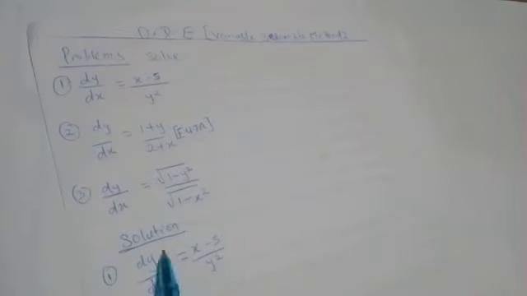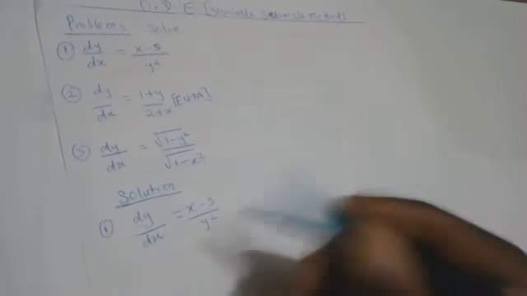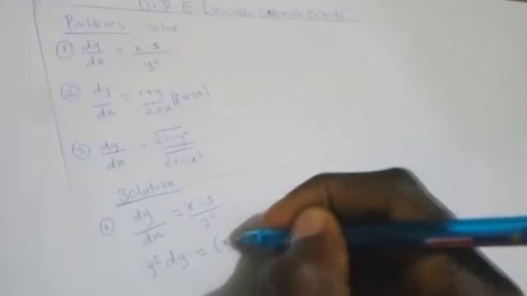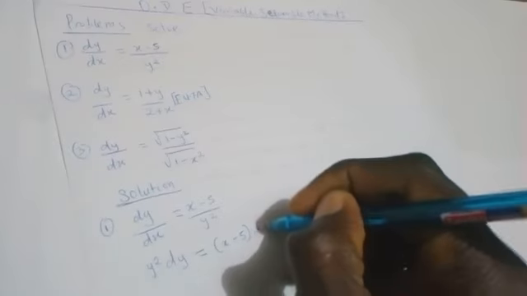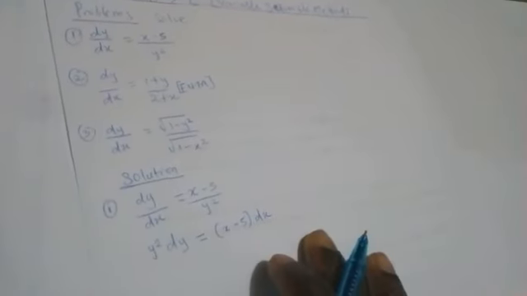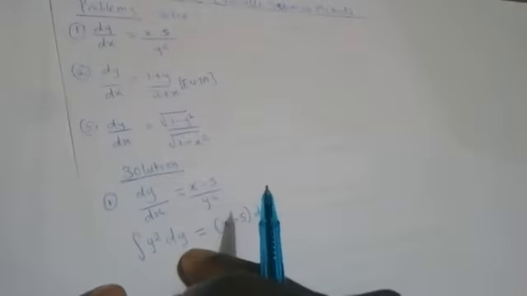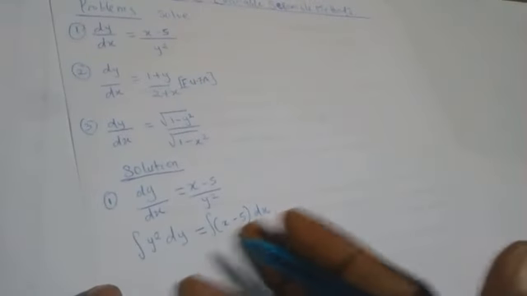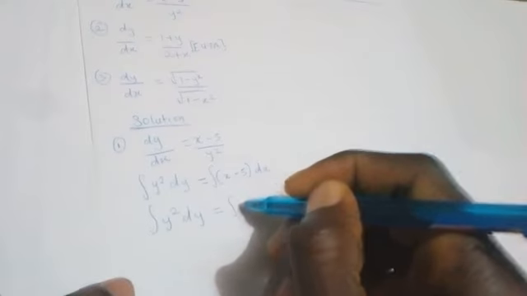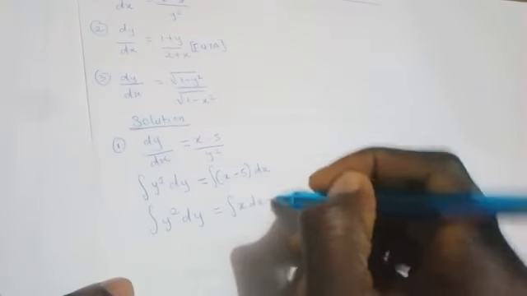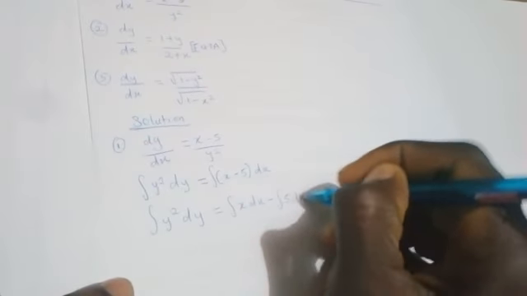So here we can cross multiply, so that y squared multiplied by dy gives y squared dy equal to (x - 5) multiplied by dx, that is (x - 5) dx. Now I can integrate. I will integrate the left hand side with respect to y and the right hand side with respect to x. So let me expand this so that we have the integral of y squared dy equal to the integral of x dx minus the integral of 5 dx.